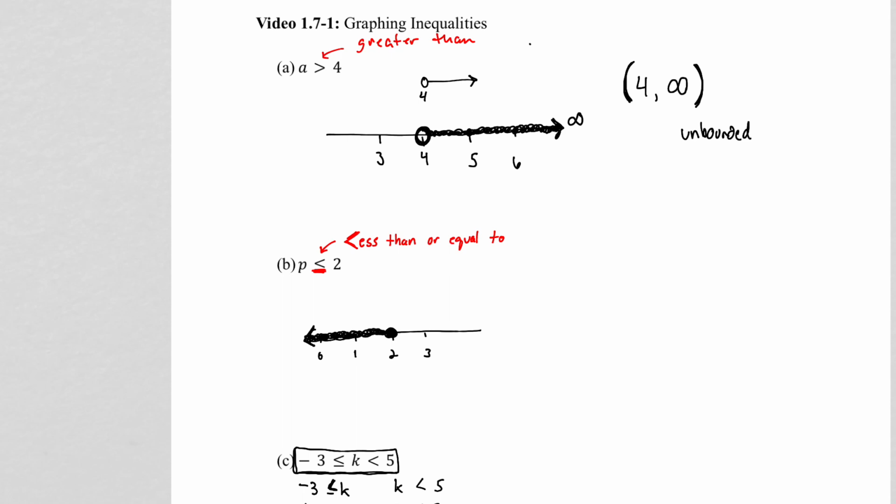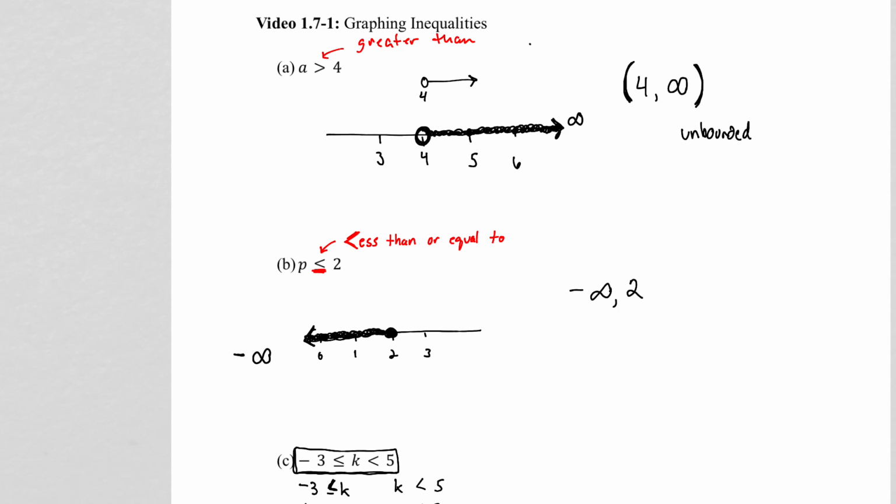Let's take a look at B. So B said p is less than or equal to 2. So now this graph was going forever to the left, so we could think of that as going to infinity also, but now we're going to put a negative sign out front, just indicating that it's going forever to the left as opposed to forever to the right. So we're going to start now from the left. Anytime you write interval notation, you're going to start from the left. So we have negative infinity, comma, and our endpoint this time was positive 2.